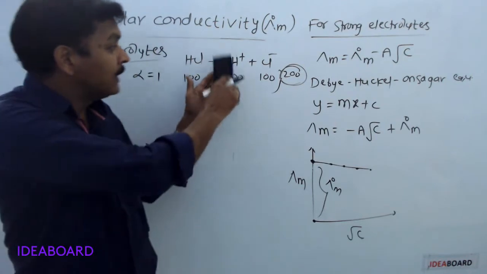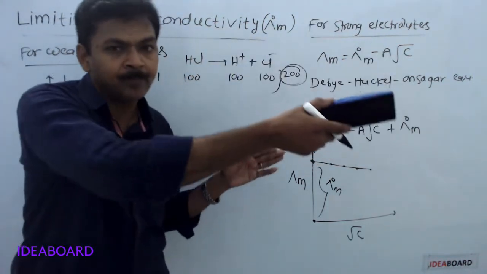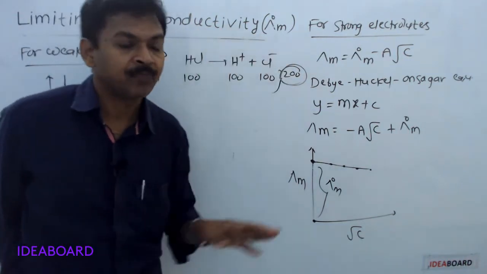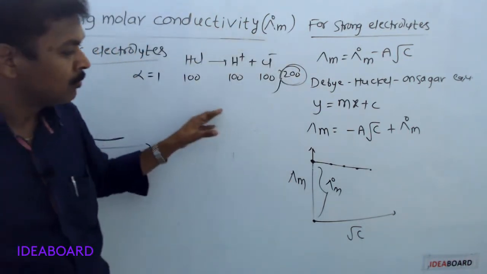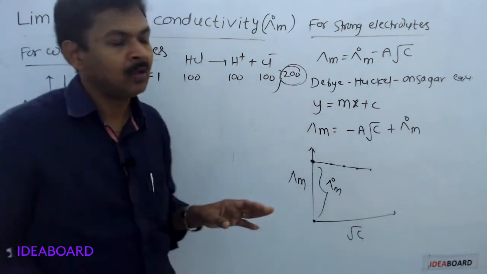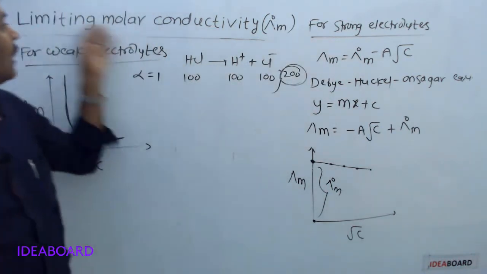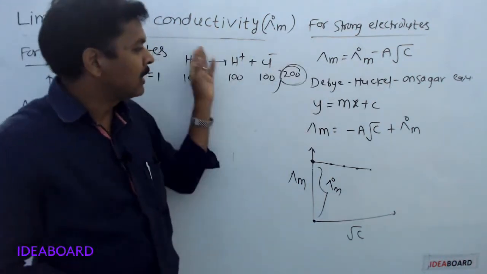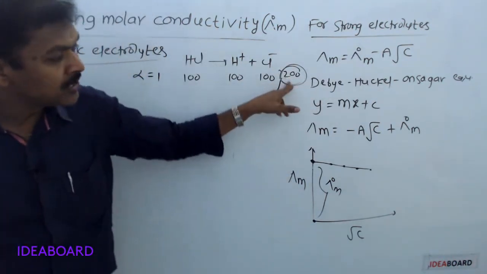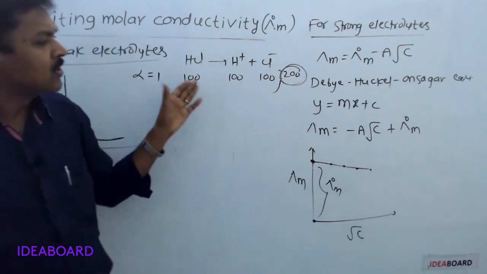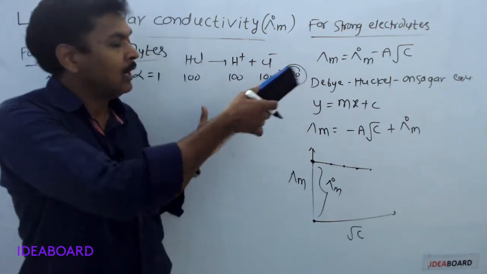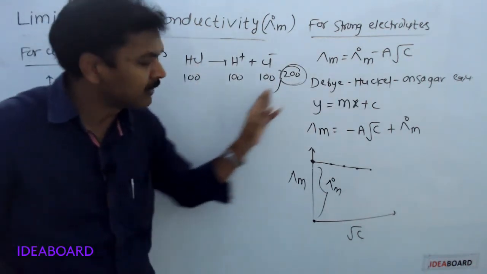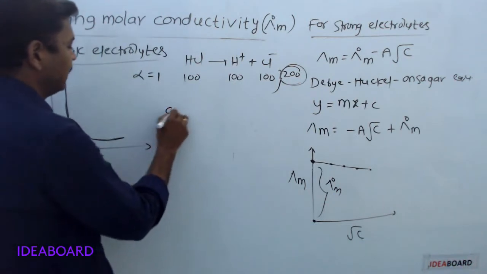But the distance between the ions increases. As distance increases, interionic forces decrease. As interionic forces decrease, mobility of ions increases. Then conductivity increases, molar conductivity increases. In case of strong electrolytes, even on further dilution, there is no change in the number of ions. Just interionic forces decrease, so mobility of ions increases, and then molar conductivity increases.